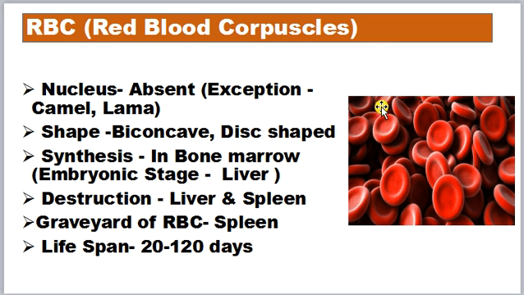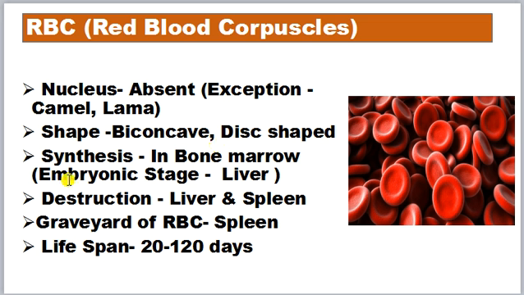You can see this is the maximum surface area they have, and they can store more oxygen, more hemoglobin, and transport it to the body. So it is an advantage over a flat shape. So this is biconcave in shape.